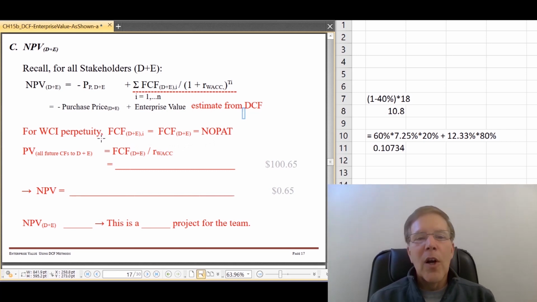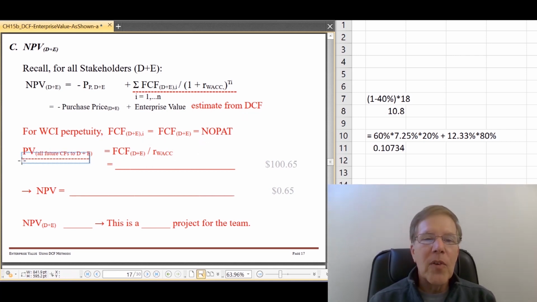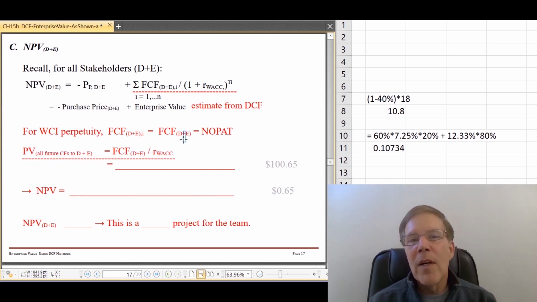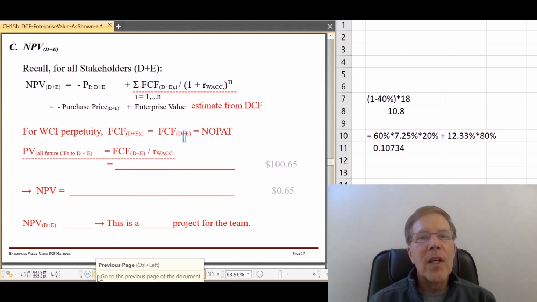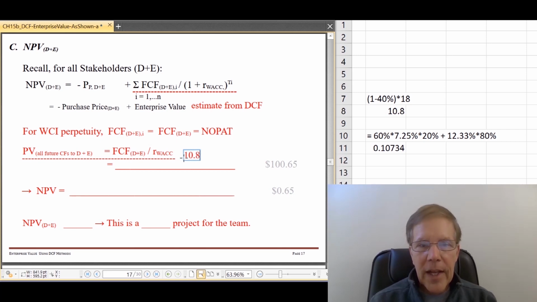Okay, and we have our perpetuity, so our FCF is equal to our NOPAT, and to use our perpetuity formula, remember the perpetuity formula says that the present value of a perpetuity is equal to the uniform cash flow divided by the discount rate or the interest rate. So in this case, the uniform cash flow is our free cash flow, our NOPAT, and our discount rate is our weighted average cost of capital. So those are going to be equal to 10.8 divided by 10.73%.